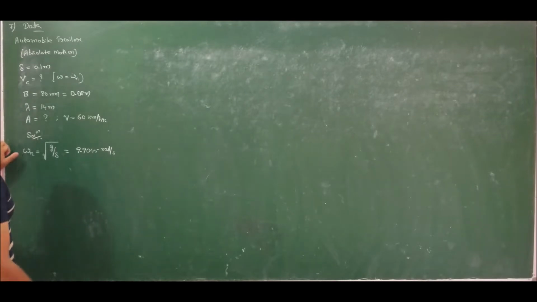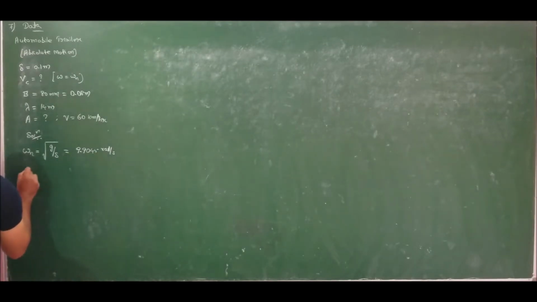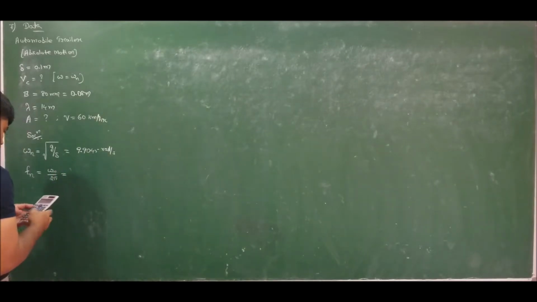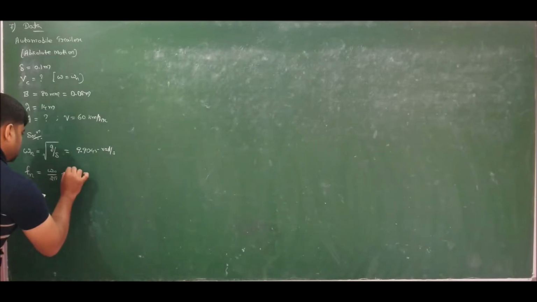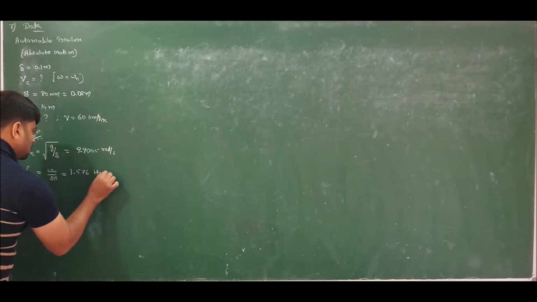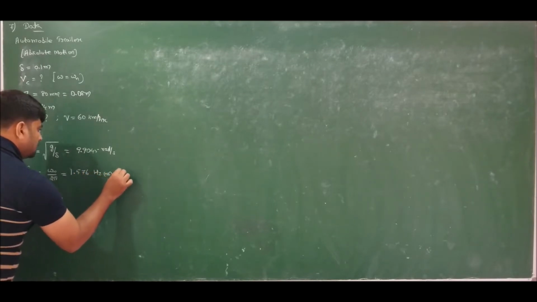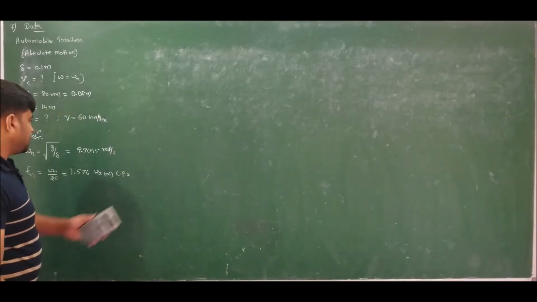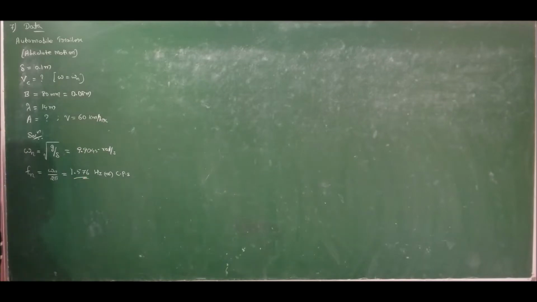Now we know the wavelength, we want to find the critical speed, and we know the natural frequency. So since the natural frequency is known, I can find the frequency in hertz. Fn will be what? Omega n by 2 pi. So this divided by 2 pi will be 1.576 hertz or cycles per second. Hertz is also known as what? Cycles per second. So 1.576 cycles per second.